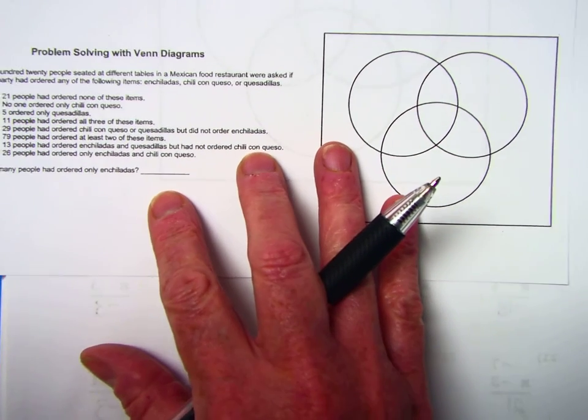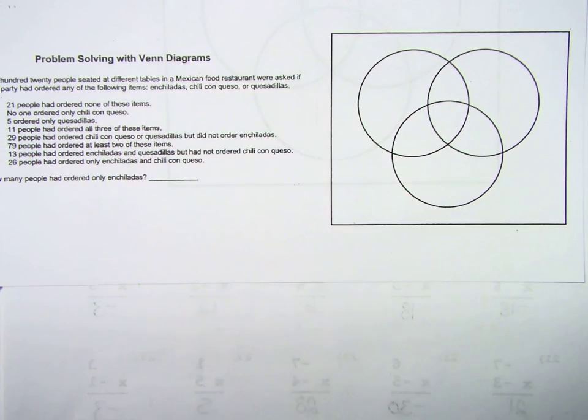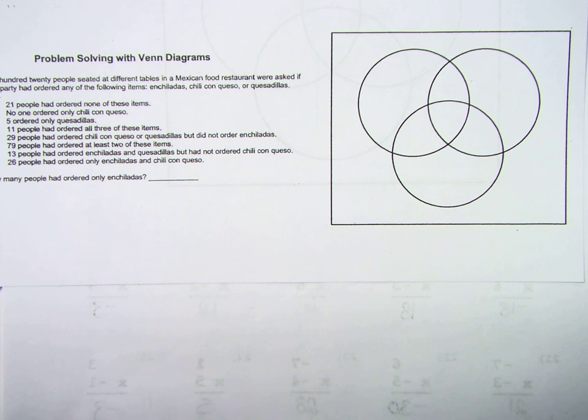This one's going to be a little hard to read because the writing's small, so do look at your paper instead of up here. I think it'll be better for you. All right, so we have this Venn diagram that's been drawn. Notice there are 3 circles, so each circle is going to have its own set of information. Where the circles overlap and intersect is going to be a combination of 2 pieces of information or 3 pieces of information. So we have 120 people who are seated at different tables in a Mexican food restaurant, and they were asked if their party had ordered any of the following items: enchiladas, chili con queso, or quesadillas.